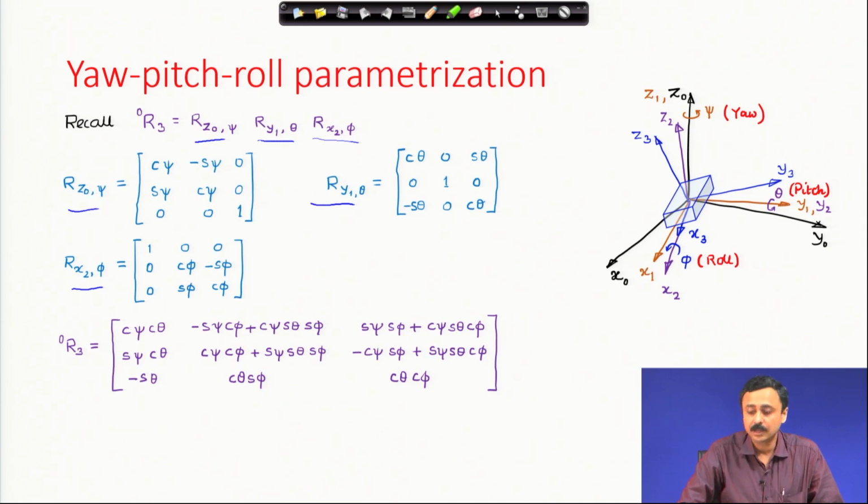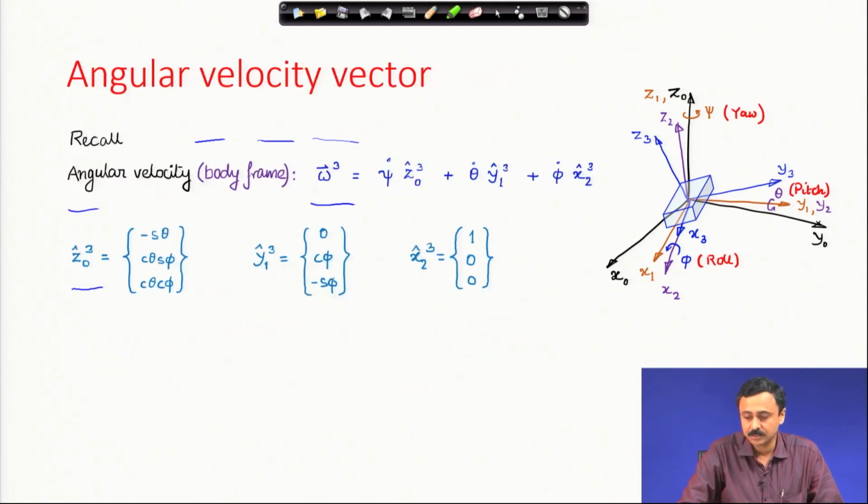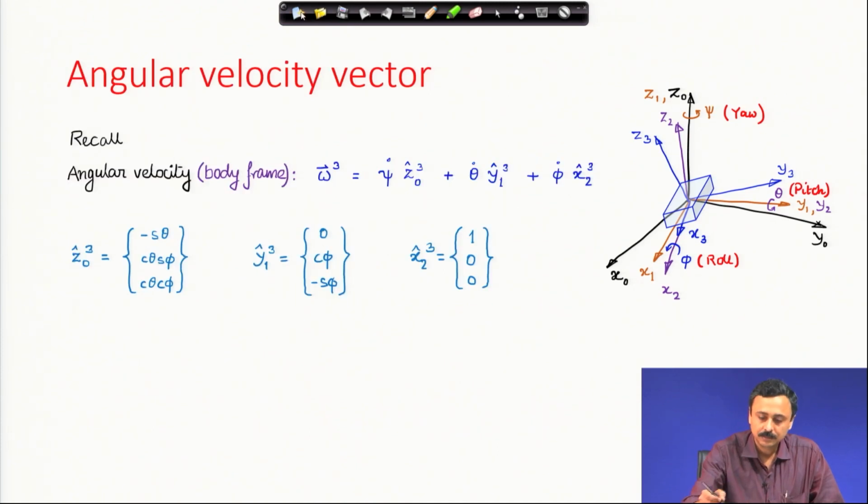Therefore, this rotation matrix completely specifies the orientation of the body of the vehicle, or that frame x, y, z, which is fixed at the center of mass. Also, recall this angular velocity written in the body frame, in terms of yaw rate, pitch rate and roll rate. Omega 3 is the angular velocity vector as represented in the body fixed frame x, y, z.